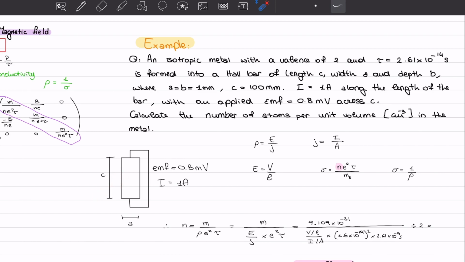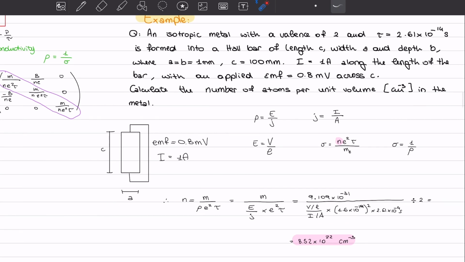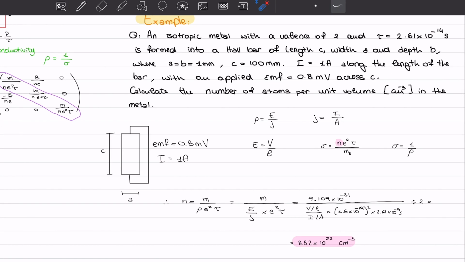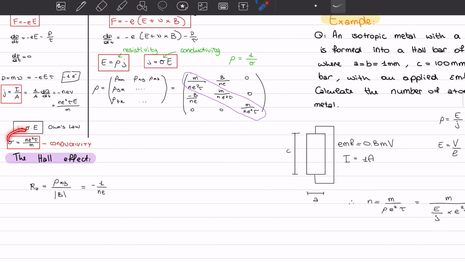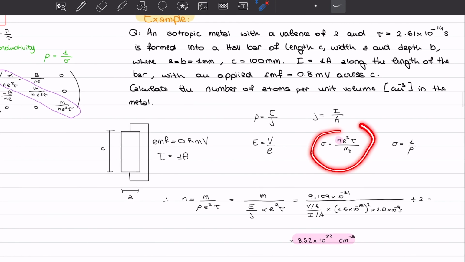Calculate the number of atoms per unit volume. So again, number of atoms is N, let's remember this, in the metal. So where do we start? Well, we immediately jump to the conductivity equation, because that's where it has the scattering time in it, and that's something that we have. And so we write it down. This is our equation, and we need to find N.